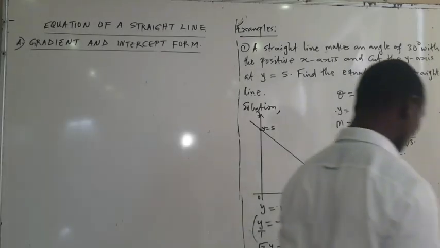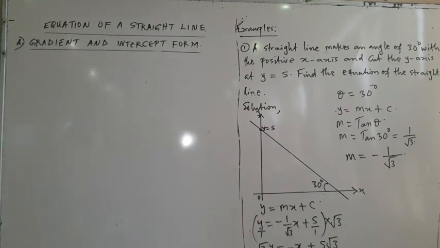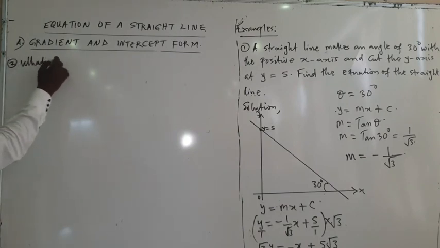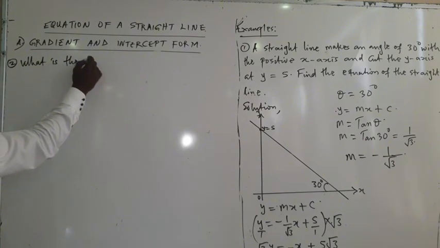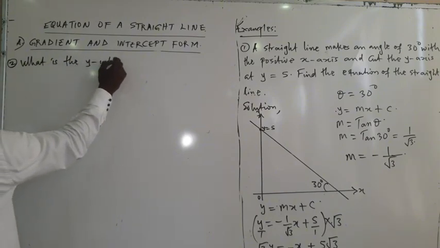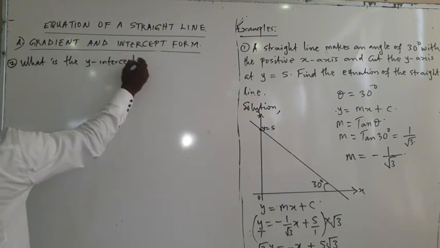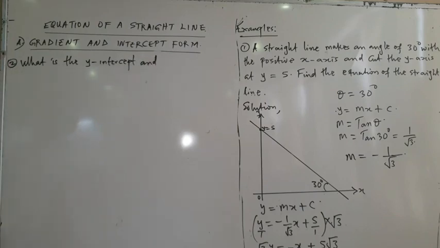Then question number 2 says, what is the y-intercept and the gradient of the line?